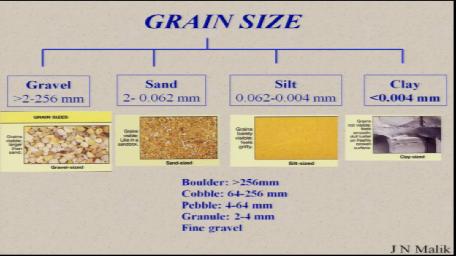Based on this grain size, boulders are greater than 256 mm, cobbles 64 to 256 mm, then pebbles from 64 to 4 mm, granules from 4 to 2 mm, and fine gravels. So these are all categorized as gravel. So you have gravel here, even boulders, because the size ranges widely for gravel.